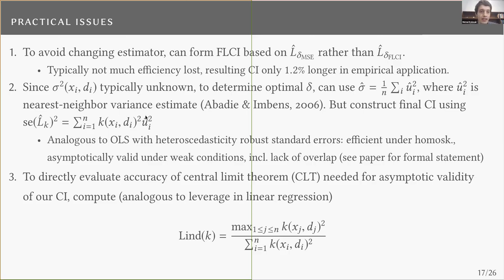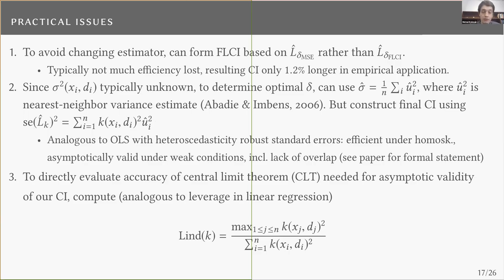Now, if the errors are not normal, the estimator is not going to be exactly normal because it's a weighted average of outcomes that are not necessarily normal. But we show in the paper that the estimator is going to be normal asymptotically because these weights are going to be asymptotically guaranteed to be not too big for any individual observation, so that the central limit theorem applies.